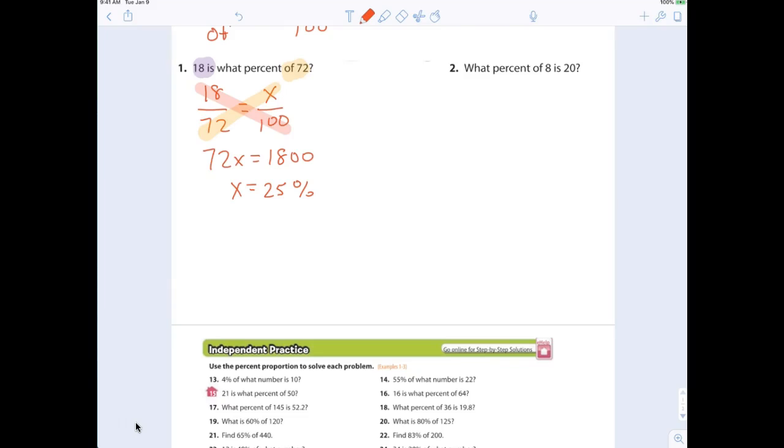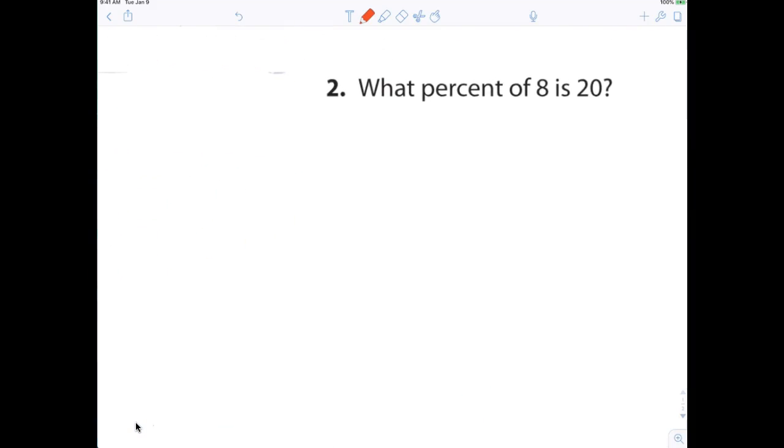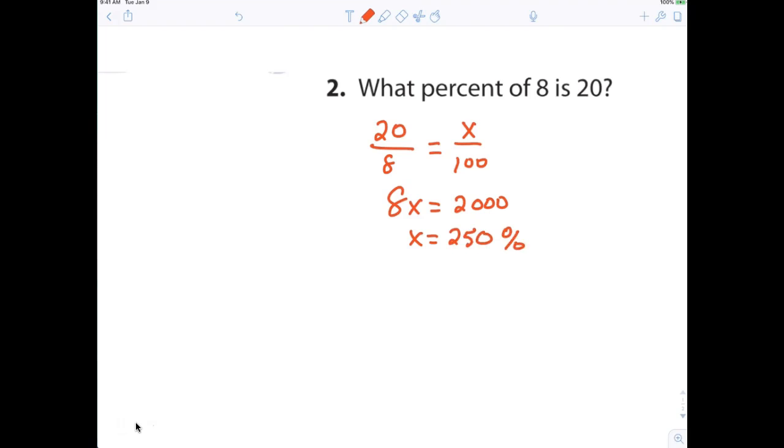All right. So now if we're looking at question number 2, Carly, help me out with this. For number 2, what do you think? 20 over 8 equals x over 100. All right. Shh, let her do it. 8x equals 2,000. Yep. 250 what though? Yep, you have to write 250%.